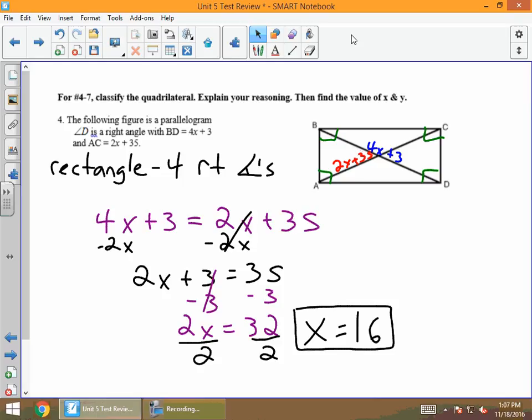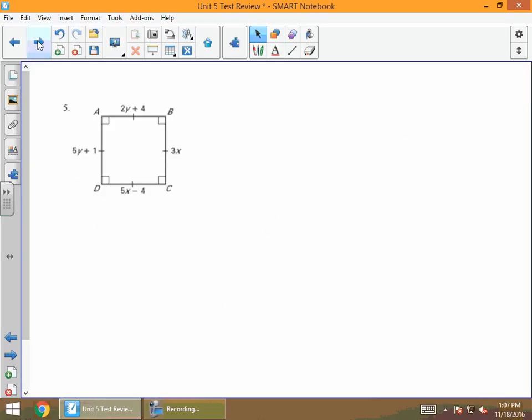Questions on those? In rectangles, diagonals are congruent. Set them equal. Monday, can we have partners? Partners? Yeah, to go over this? No. We still got the last one here.